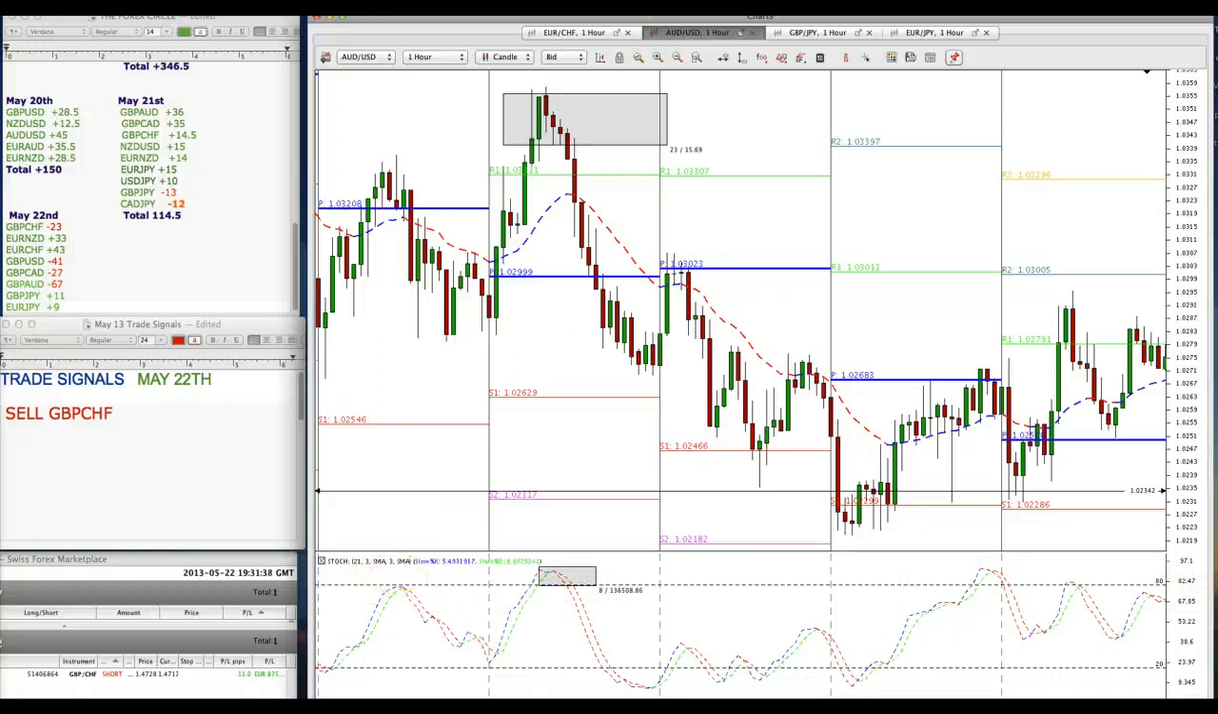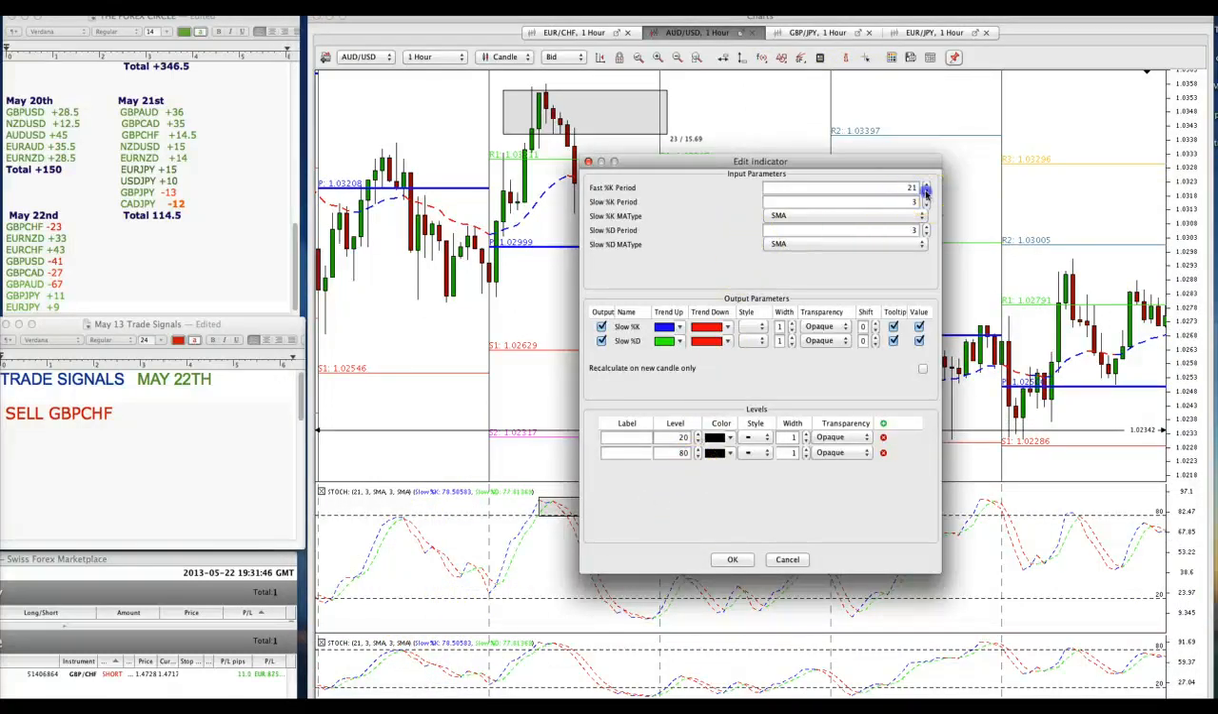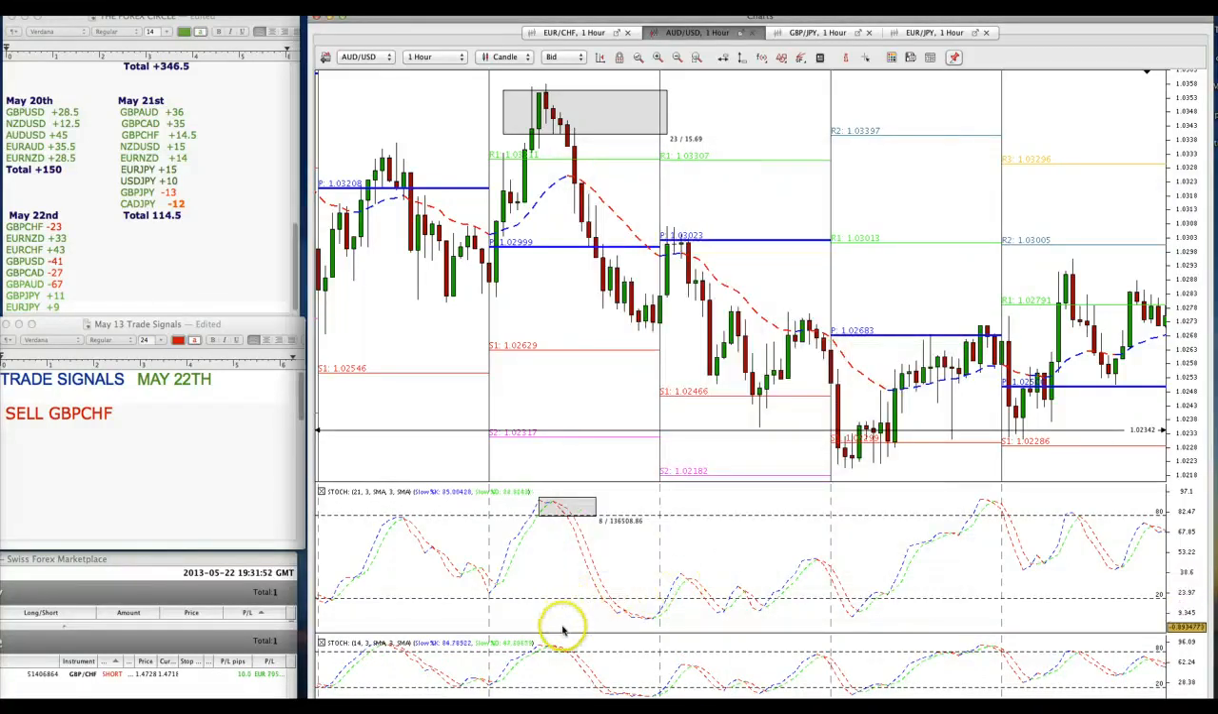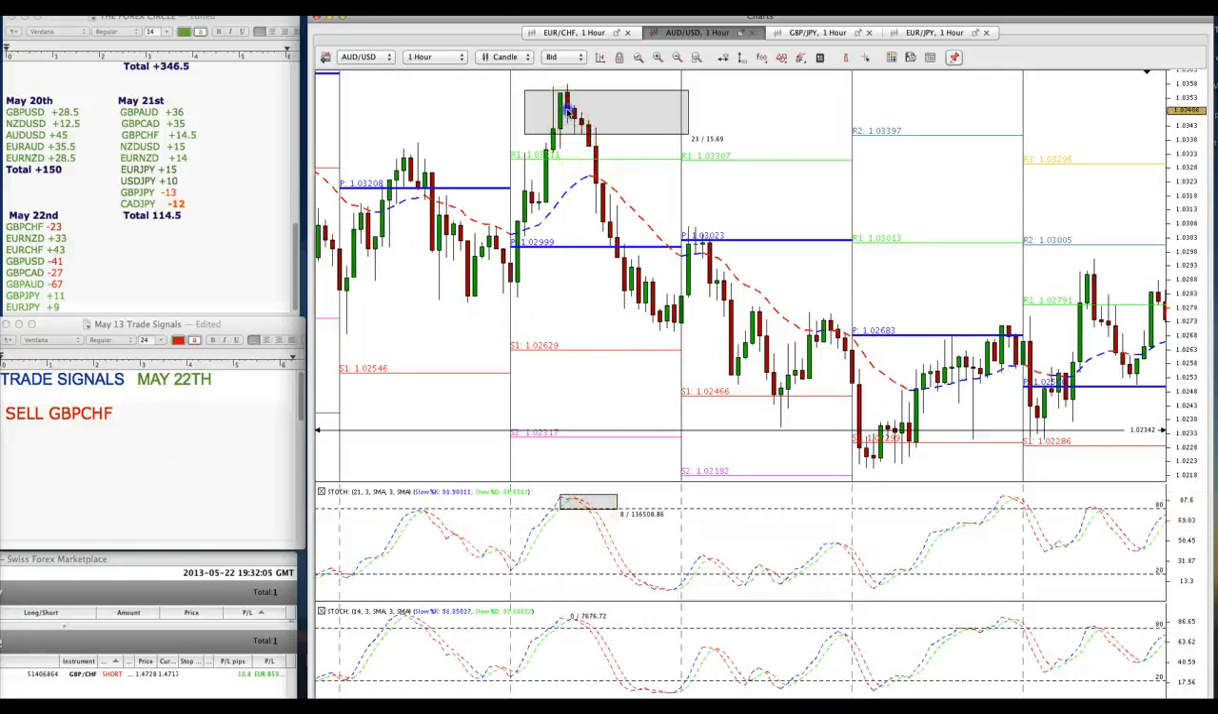21, 3, 3 is the settings, and I also use the other stochastics, which is 14, because that's even more powerful. When you have 2 stochastics indicators that basically mirror each other, that works quite well. So here again, the 14 and the 21 stochastics indicators are overbought. And we have a color change candle. These are the high percentage trades, when you have 2 or 3 or 4 reasons why you should take a trade. Anywhere else is pure gamble.